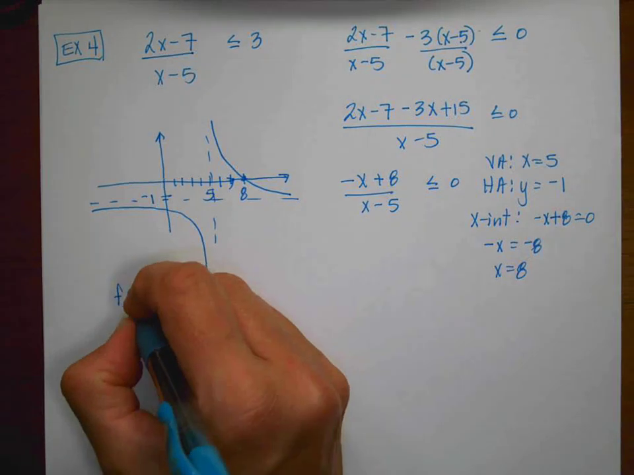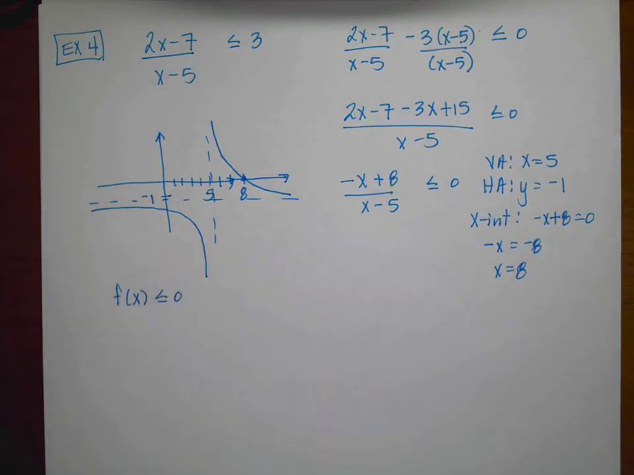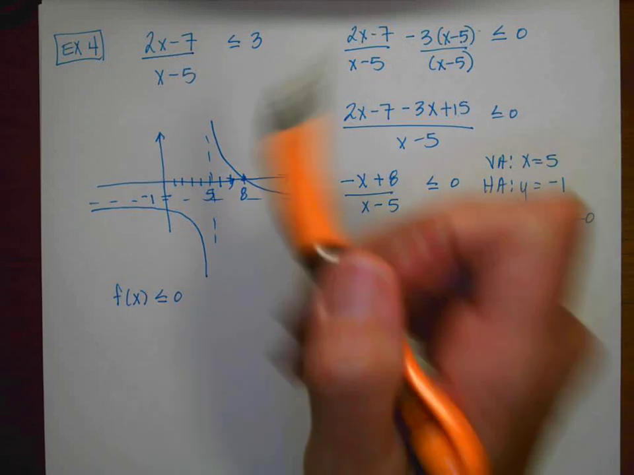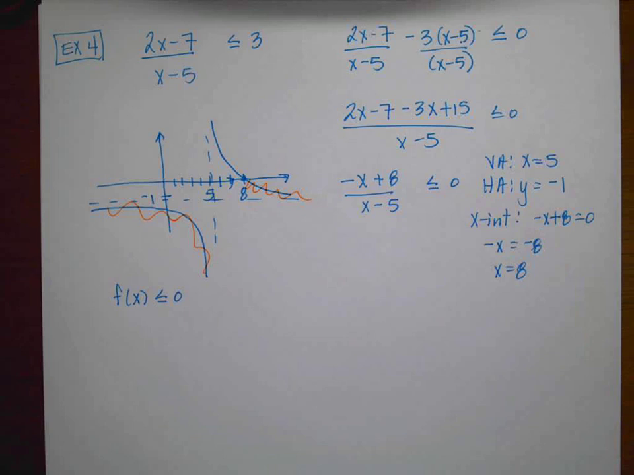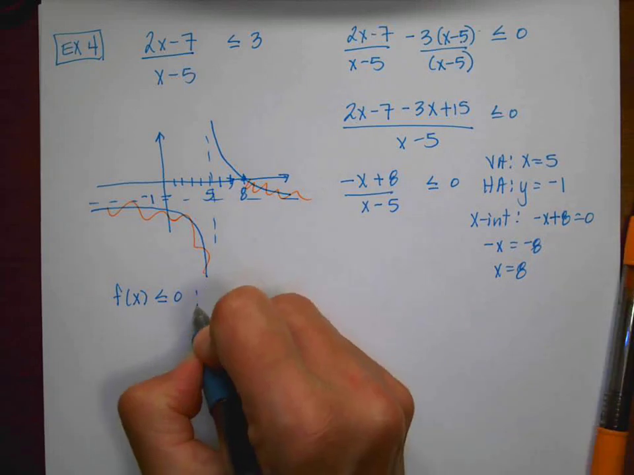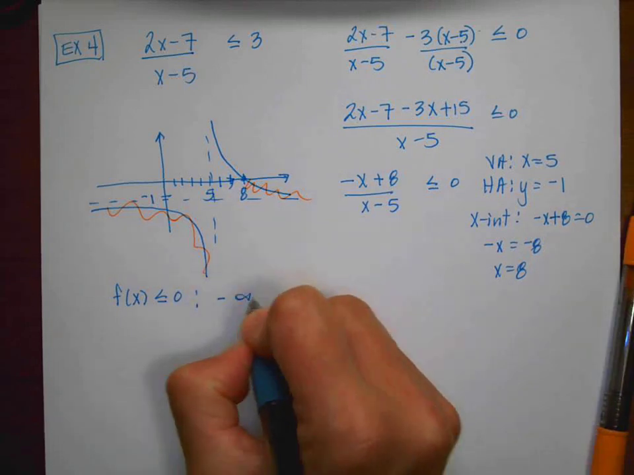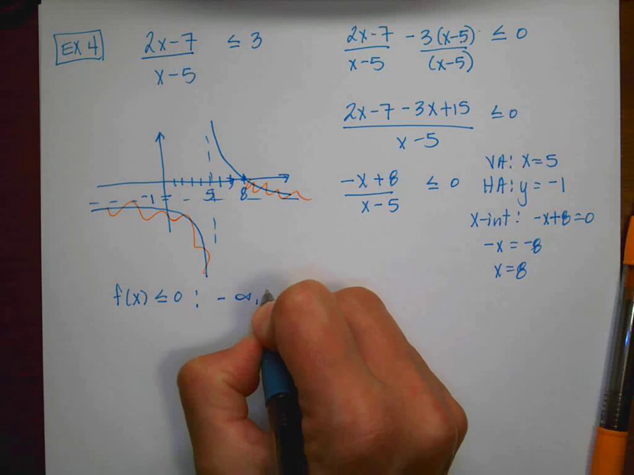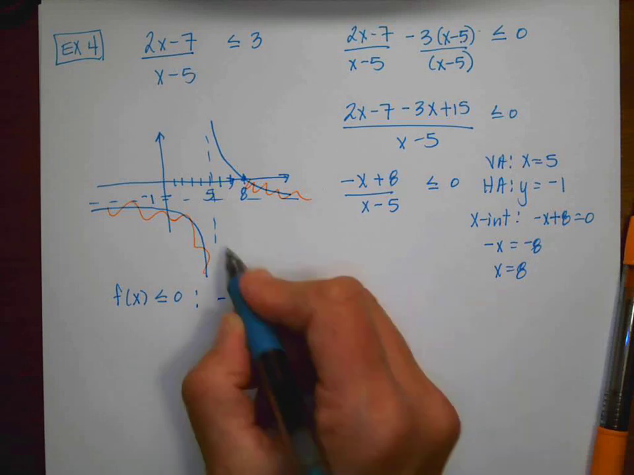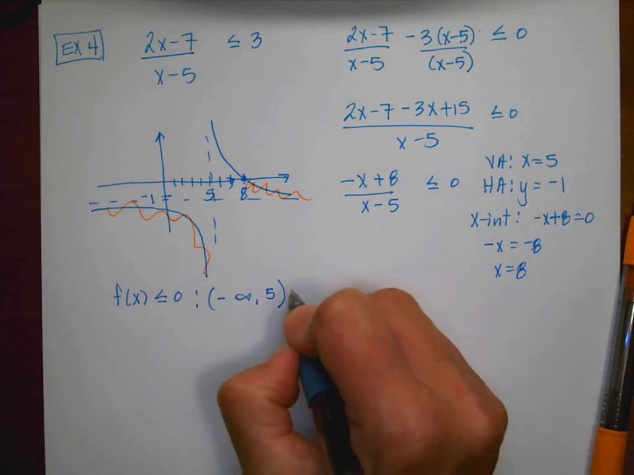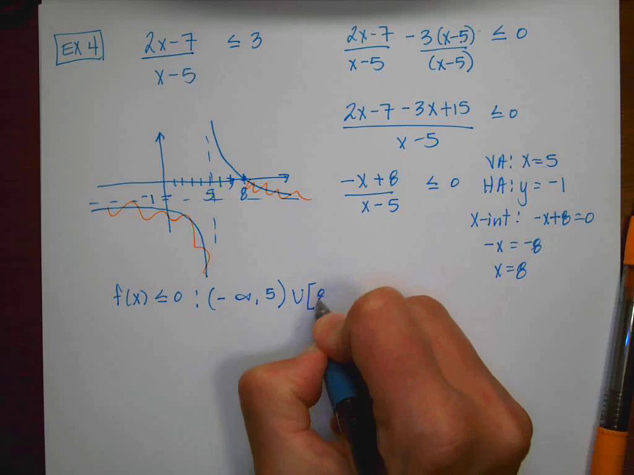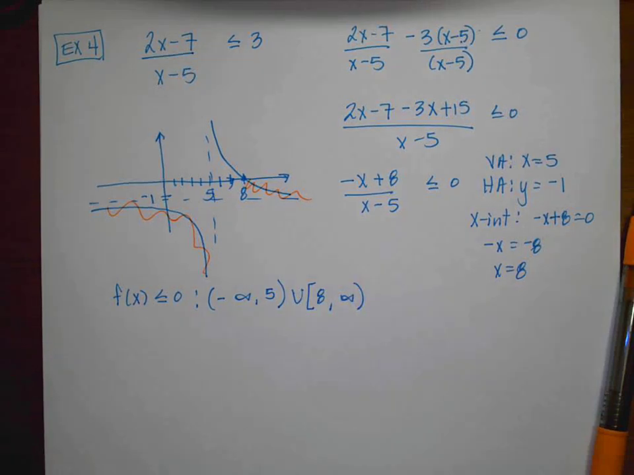So now I can answer the question. The question was, when is f of x less than or equal to 0? Well, it's less than or equal to 0, all of this curve and this curve. So it's going to be less than or equal to 0 from a negative infinity to a positive 5, okay? The 5 is not included. And then it's going to be less than or equal to 0 at 8 to positive infinity. So it's actually really pretty simple.